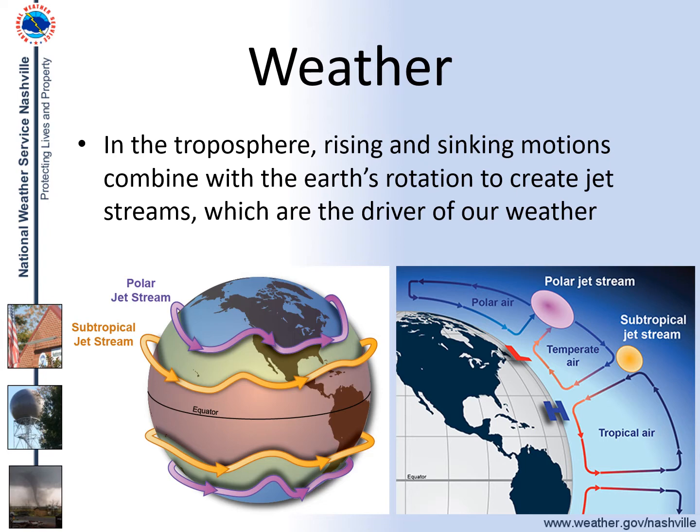The polar jet is more dominant in the winter, brings us those cold air outbreaks that we typically see in January and February, while the subtropical jet brings us our warmer weather.